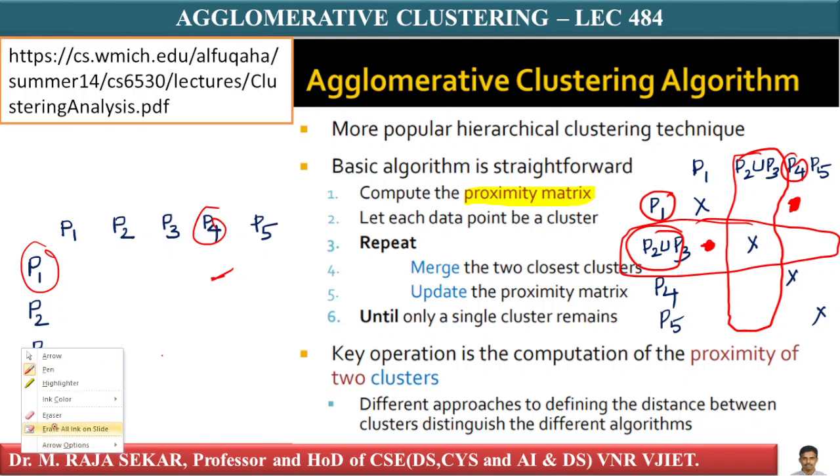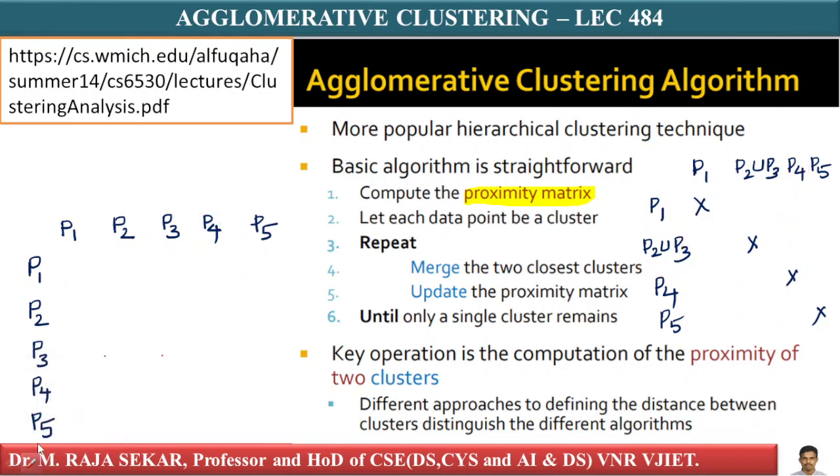That's what it says. Until a single cluster remains. Just see, until only one cluster remains. The most important operation here is how to compute the proximity of two clusters. How do you compute similarity or distance? Similarity is the same as proximity between two clusters.